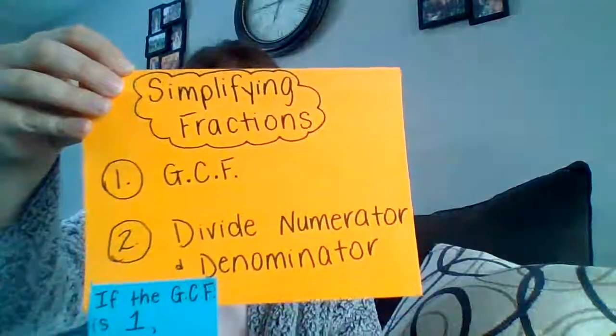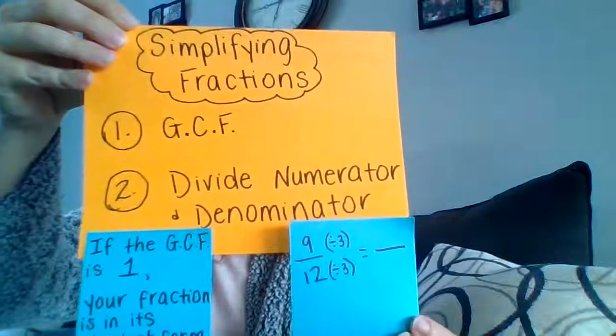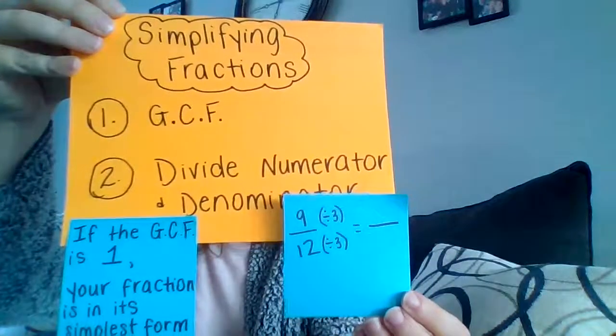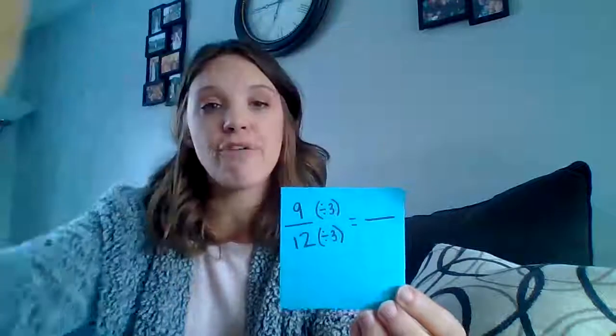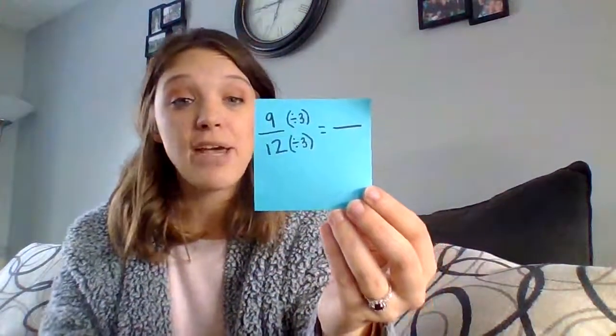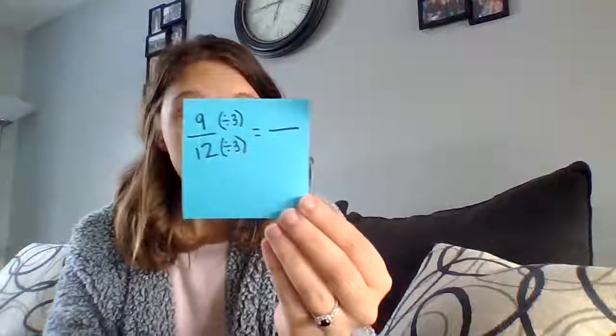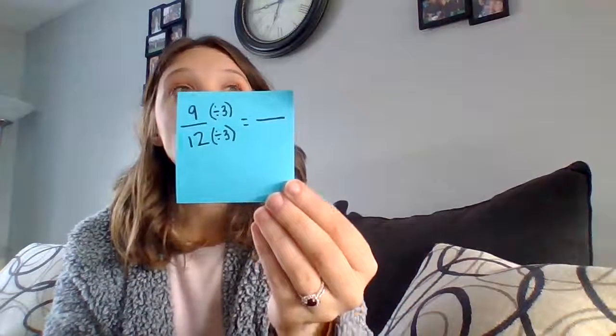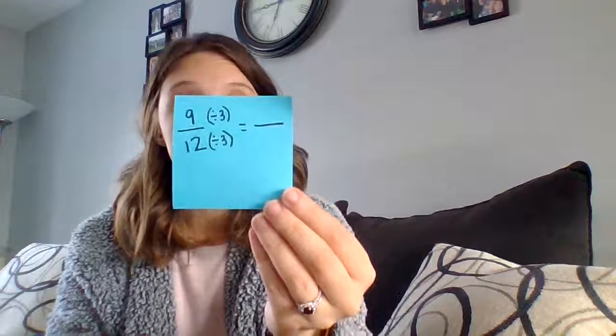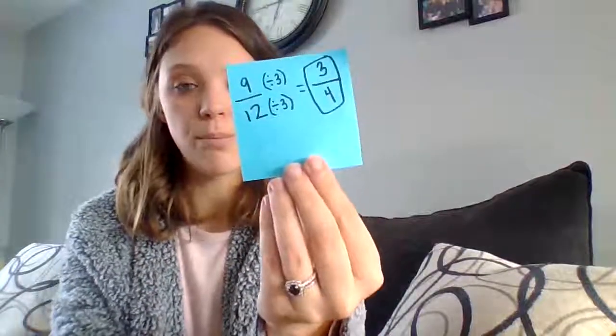Here's your last step. After you have found the GCF, you're going to divide the numerator and the denominator by the GCF. My GCF, my greatest common factor, is 3. So I need to divide my numerator and my denominator by 3. 9 divided by 3 is 3. 12 divided by 3 is 4. Now we have our answer in its simplest form.